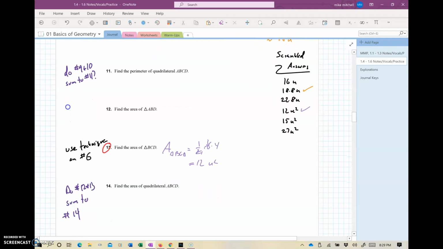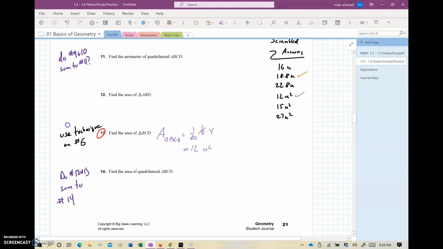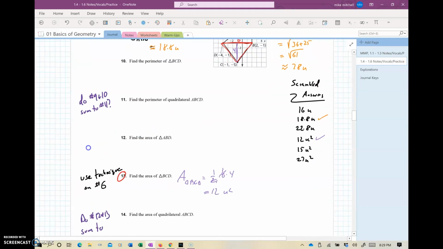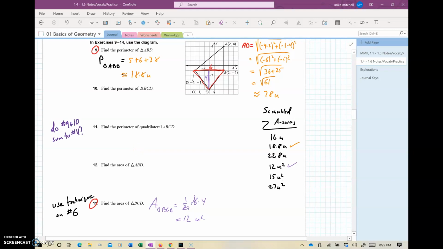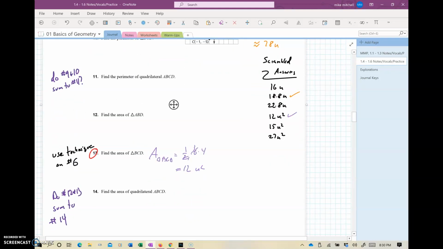I've only got less than a minute left on this video. So number 14, 12 and 13 add up to 14. So when I find the area of ABD, that top triangle, and the bottom triangle, does that add up to the big area, quadrilateral ABCD? In this case, that is a yes. So area we added up, perimeter we didn't on this because the perimeter included a piece that wasn't the outer edge. We're out of time. You all have a good day.